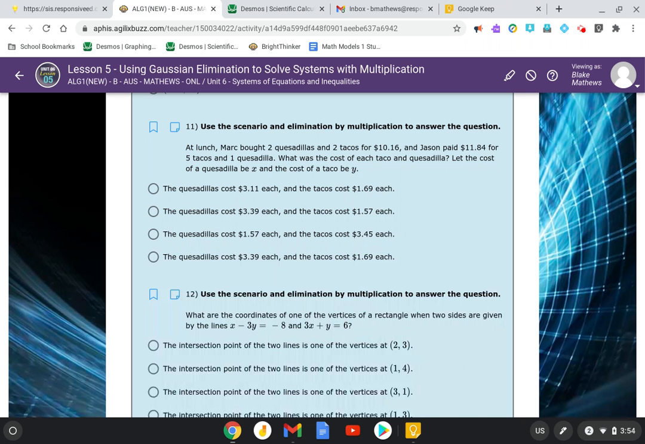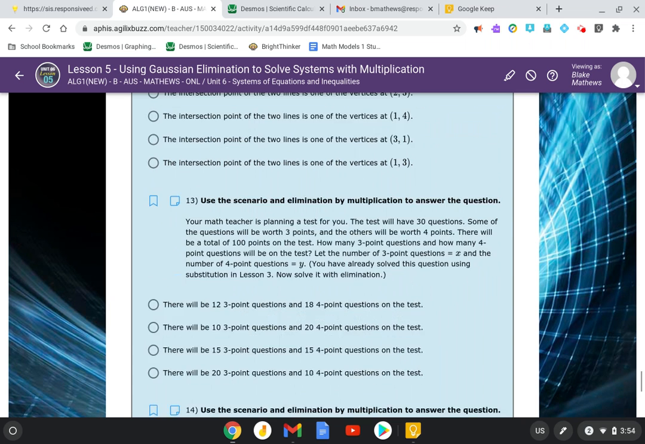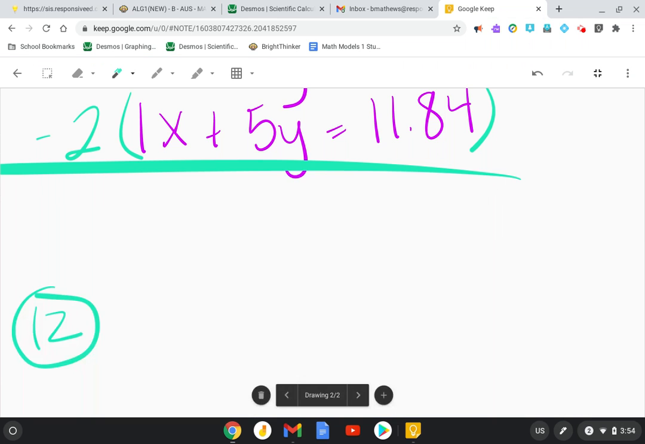Let's look at number 12. Use the scenario and elimination. This one, you don't need me to get you set up. You already have the 2 equations here. There's equation 1, there's equation 2. You need to, again, find the solution. I'm not going to work on number 12 with you, but I will look at number 13 with you. So change this to number 13.